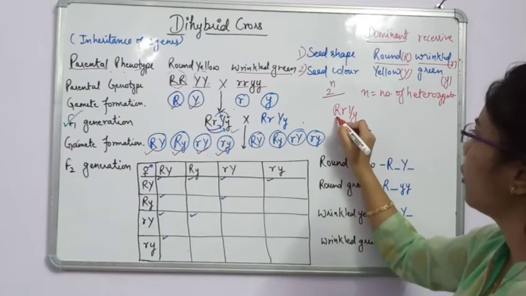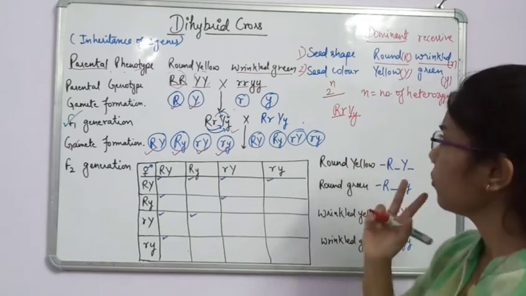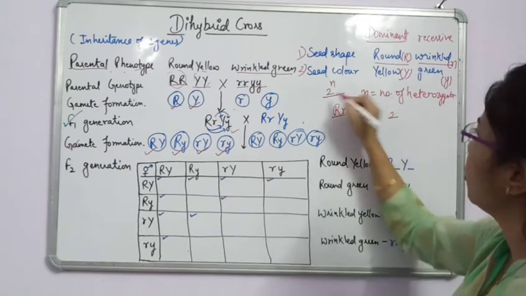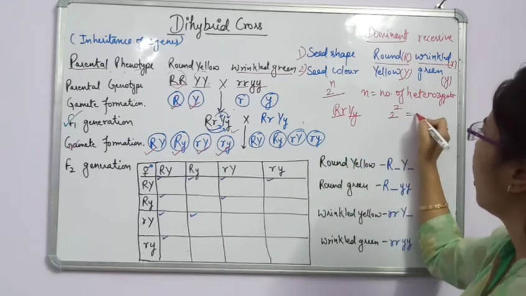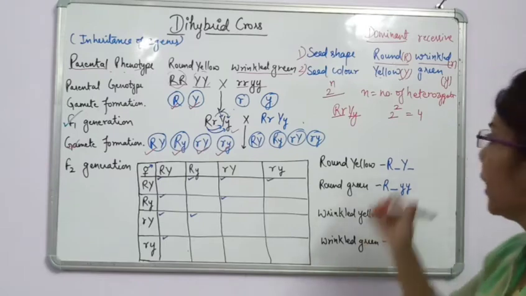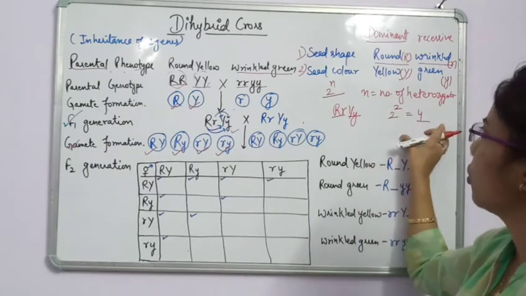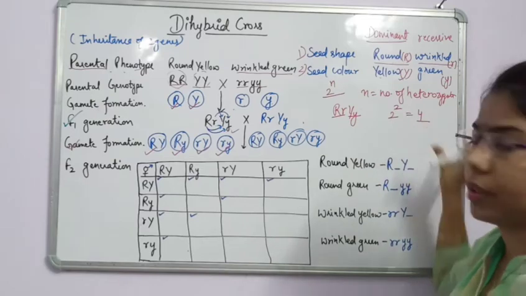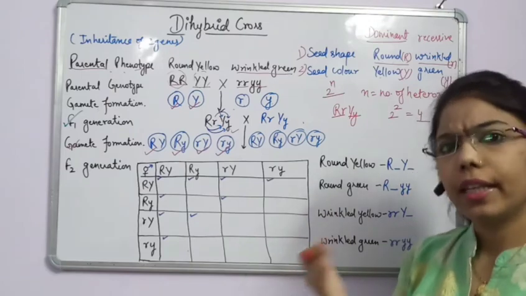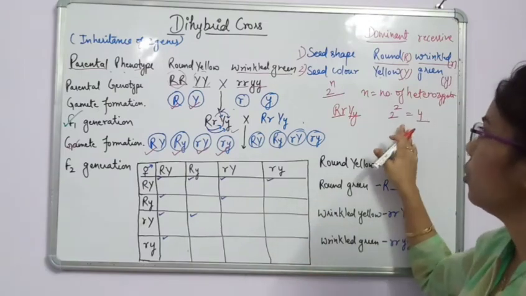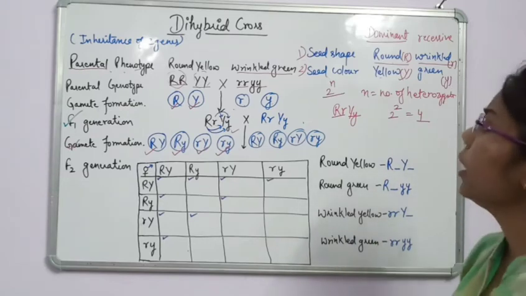What are these 2 heterozygotes? Capital R, small r, and capital Y, small y. So in 2 raised to the power n, how many heterozygotes are we having? We are having 2. So how many gametes will it form? It will form 4 gametes. So this is the formula to show the number of gametes formed. This formula will be useful to solve the numericals in the later section. So here we should know how many gametes are forming and how they are forming.